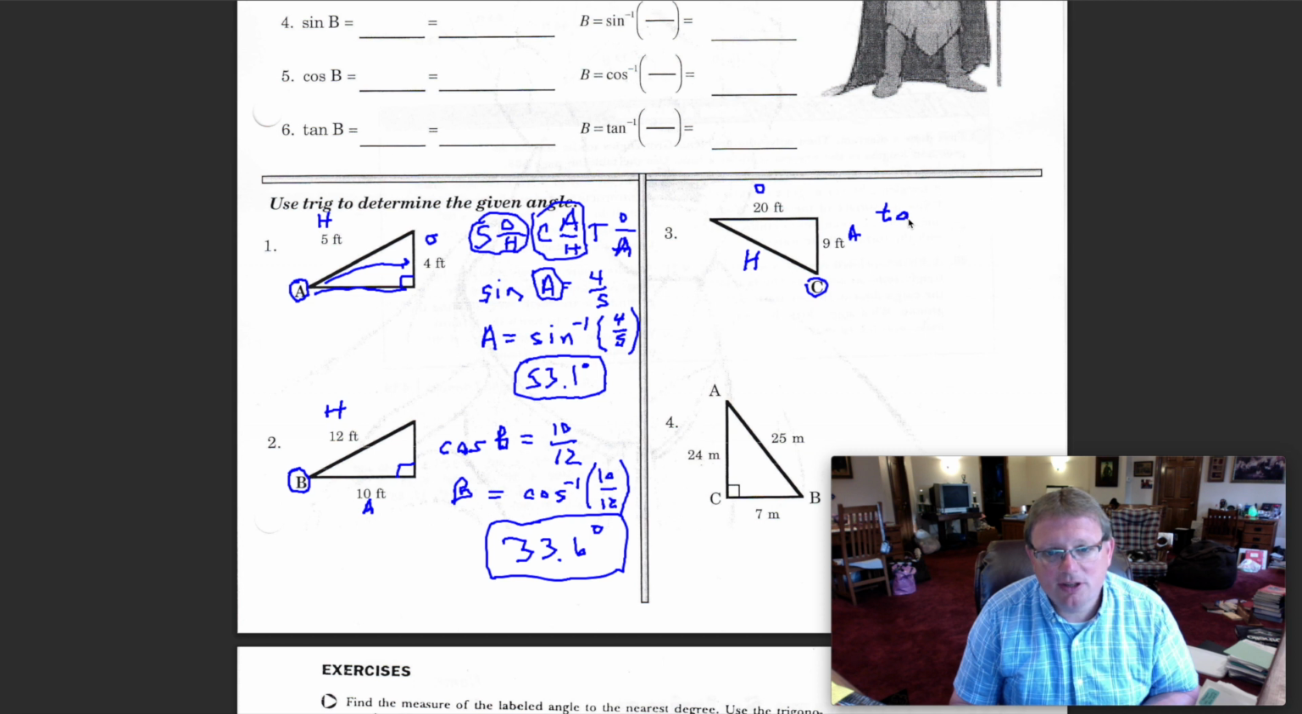Now, it's not always the smaller number on top. That is true with sine and cosine. But with tangent, it's the opposite leg over the adjacent leg. And so if you did C equals tan inverse of 20 over 9.